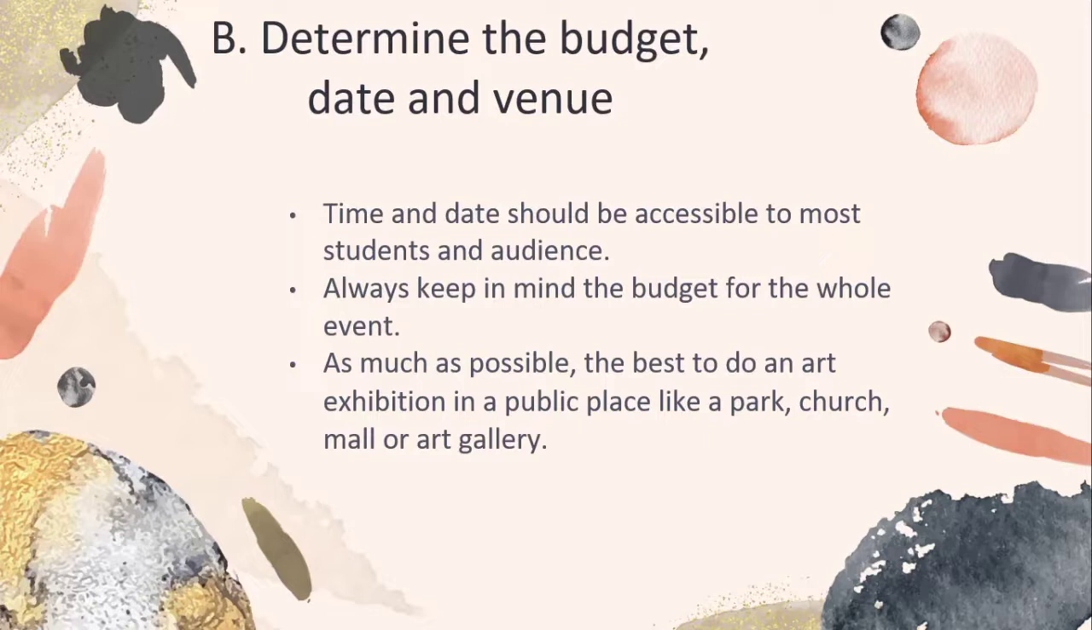It focuses on the theme. That's why it states here that it is aligned with school events such as Christmas or year-end celebrations. Now, the venue can be a school hall, the corridor, walls, a community center, or even an art gallery. As much as possible, it is best to hold an art exhibition in a public place like a park, church, mall, or art gallery, so people outside the community can engage as well.